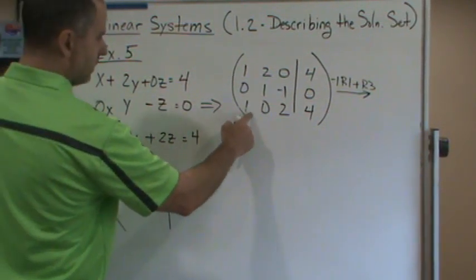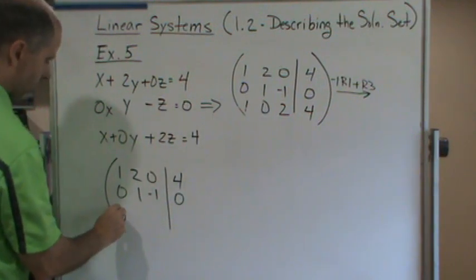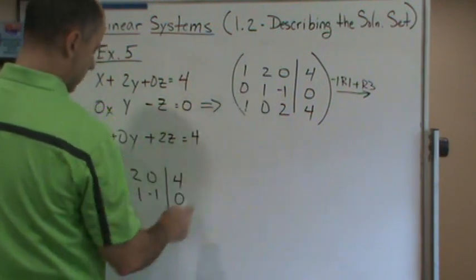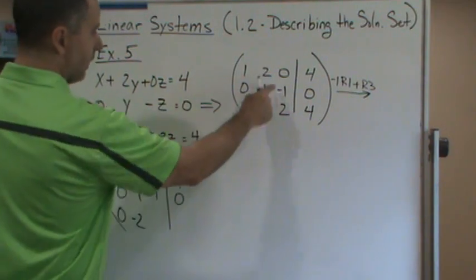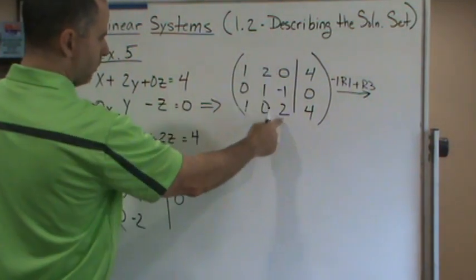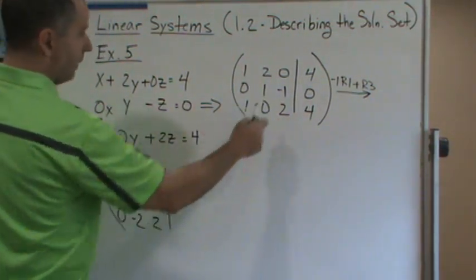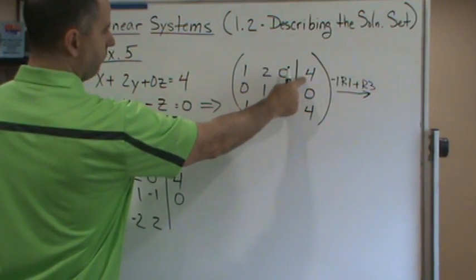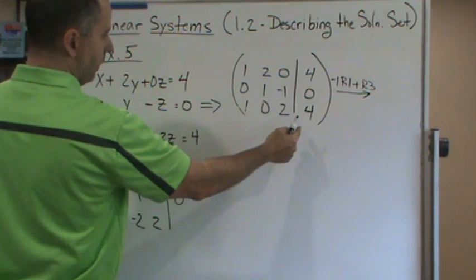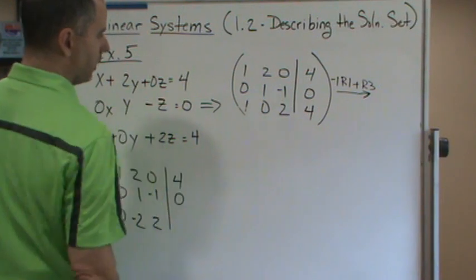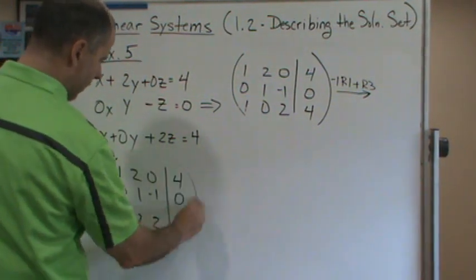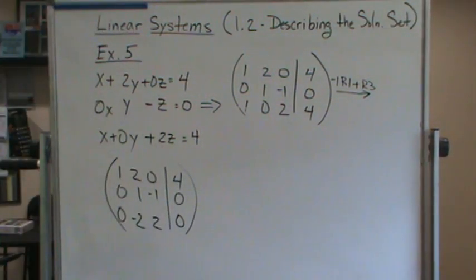And now this is going to be 0, so this is going to be 0. And then -2 plus 0 is -2. And then -2 times 0 is 0, plus 2 is 2. And then -4 plus 4 is 0. So now my new augmented matrix is this.